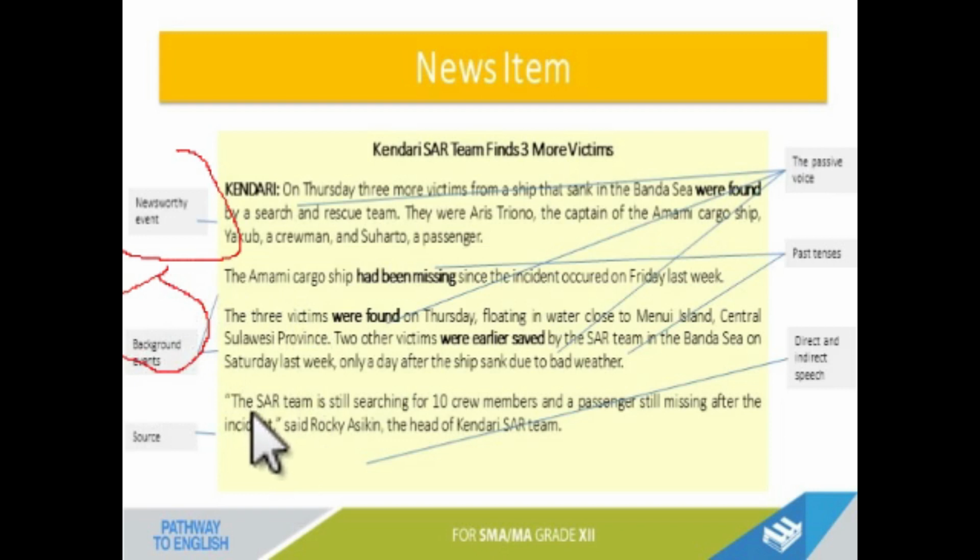Okay, and then source. The last paragraph. The SAR team is still searching for 10 crew members and a passenger still missing after the incident, said Rocky Asikin, the head of Kendari SAR team. So this is the source of the news. The news was delivered by Rocky Asikin, the head of Kendari SAR team, as an expert for this case. Okay, so you have understood, right? There are 3 parts: newsworthy event, background, and source. Okay, so this is the example of news item.